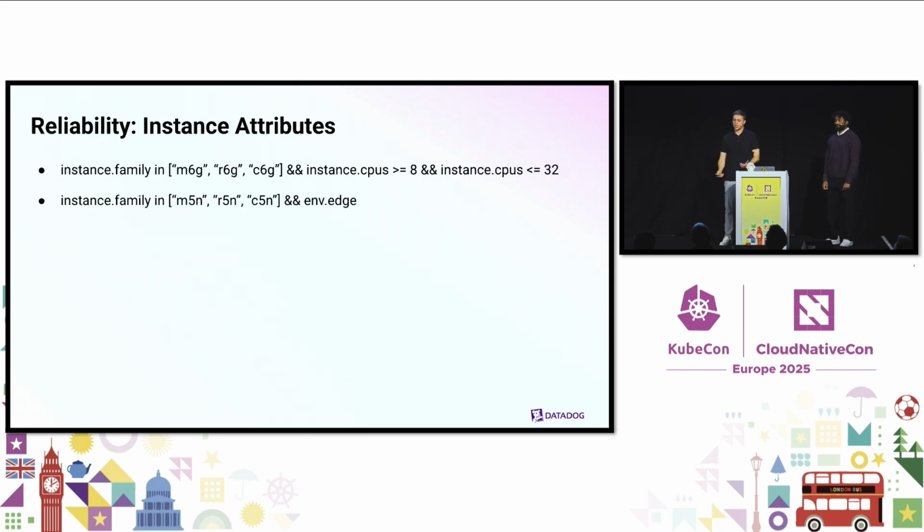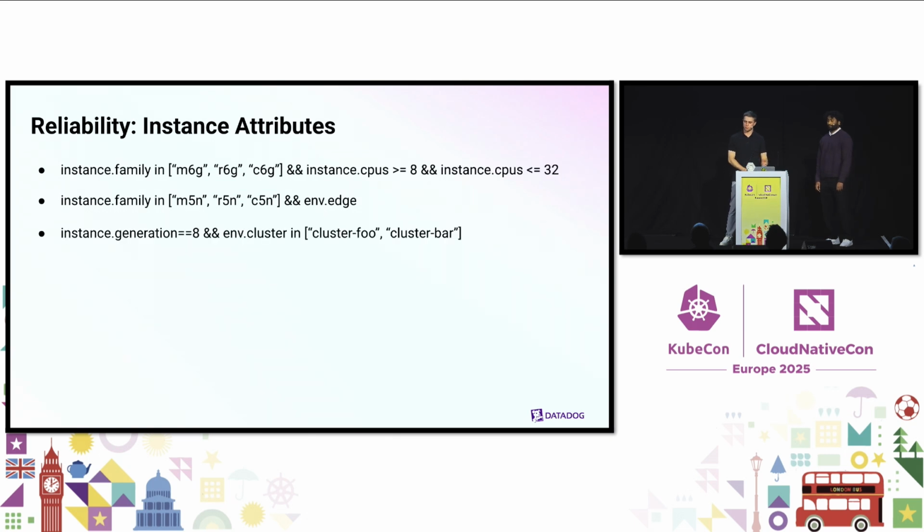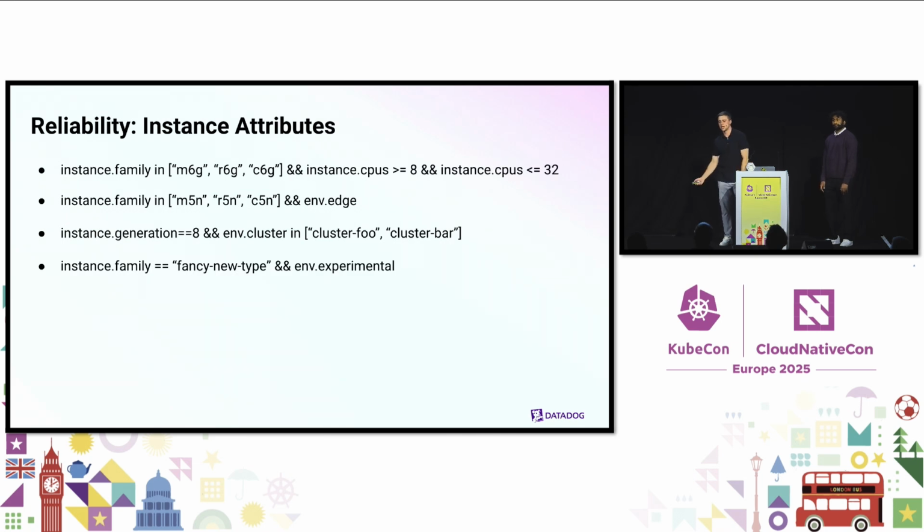If I know that I have network-intensive applications in edge environments, I can build a selector to select network-intensive instance types for that environment. If I know that a specific cluster can benefit from newer generation instance types that might be more expensive, but are also more CPU performant, then I can build a selector for that as well. And even if the cloud provider releases some sort of fancy new type that I'm not sure I want to use in prod yet, but I want to test out in my experimental environment, I can build a selector for that too.